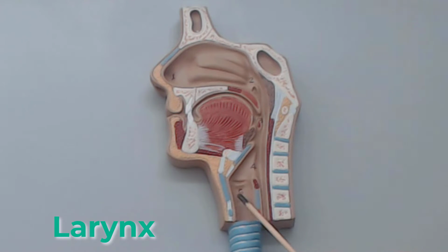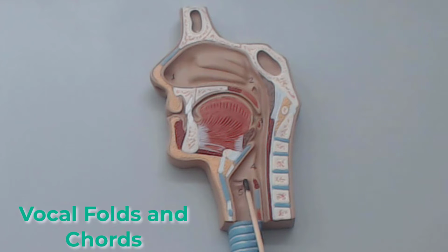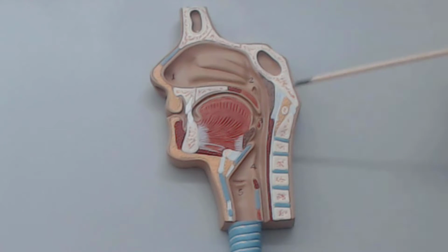This entire airway here is called the larynx. Here is where we have the vocal folds and the vocal cords are all here. And the area just around the vocal cords is often referred to as the glottis. I have some cartilage that is around the larynx.